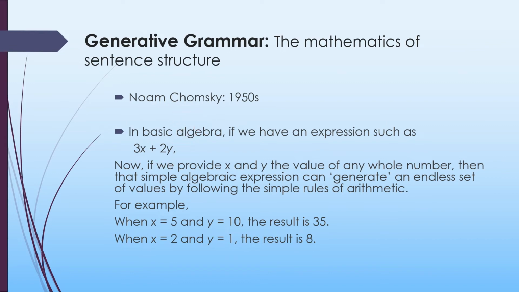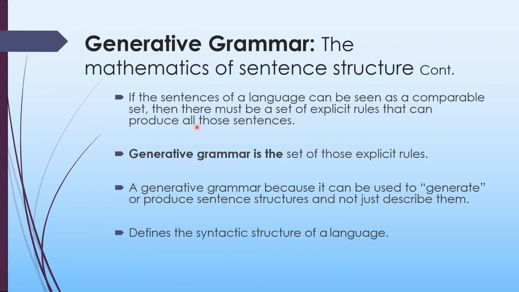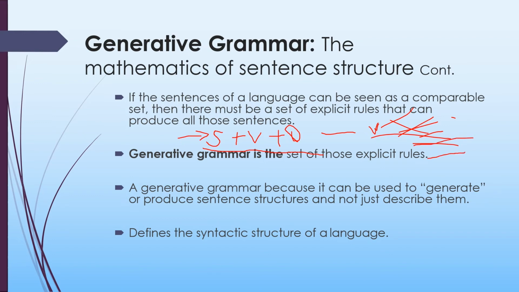Let's see. If the sentences of a language can be seen as a countable set, then there must be a set of explicit rules that can produce all the sentences. For example, if you know that in English we have this format of subject plus verb plus object, then you can produce many sentences following this structure. Like this, if you have other structures, you can produce more sentences. And that's what generative grammar is explaining.